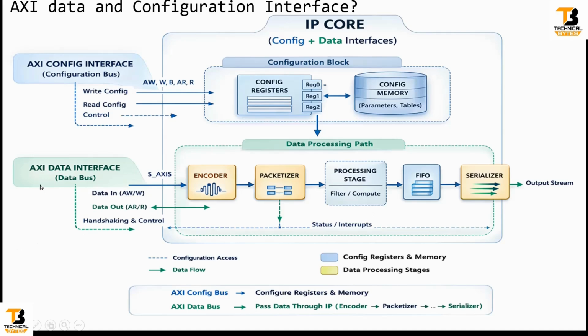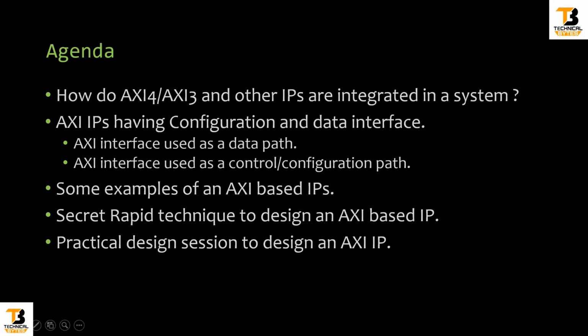Now let us talk about the data interface, where the real data is applied at the input of the IP and goes through various stages inside the IP. I have shown a few of them like encoding, packetizer, processing stage, FIFO and serializer, and finally data reaches the output where it can be applied to the outside world. Friends, we have discussed the configuration interface and data interface in depth. Now as per our agenda, we will discuss real-time examples of AXI-based IPs, but we will discuss them in the upcoming video. Already our video length is more than 5 minutes.